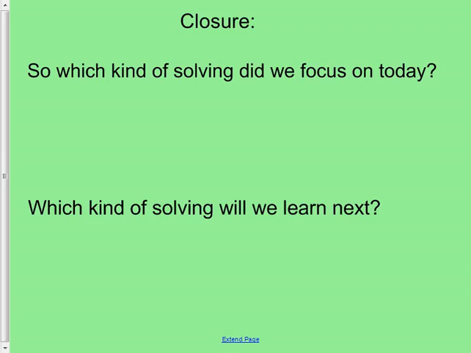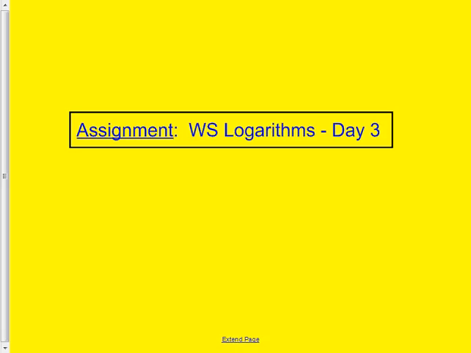Now, what did we focus on today? Where were the X's generally hidden in today's? In the base, yep. And we found them when they were X in the base. What kind will we learn next? Well, one of the other kinds, where it's not in the base, which could be the argument, or the other kind, which is when it's in the exponent or the answer. Yep. All right, cool. So this is your assignment, worksheet, day 3.